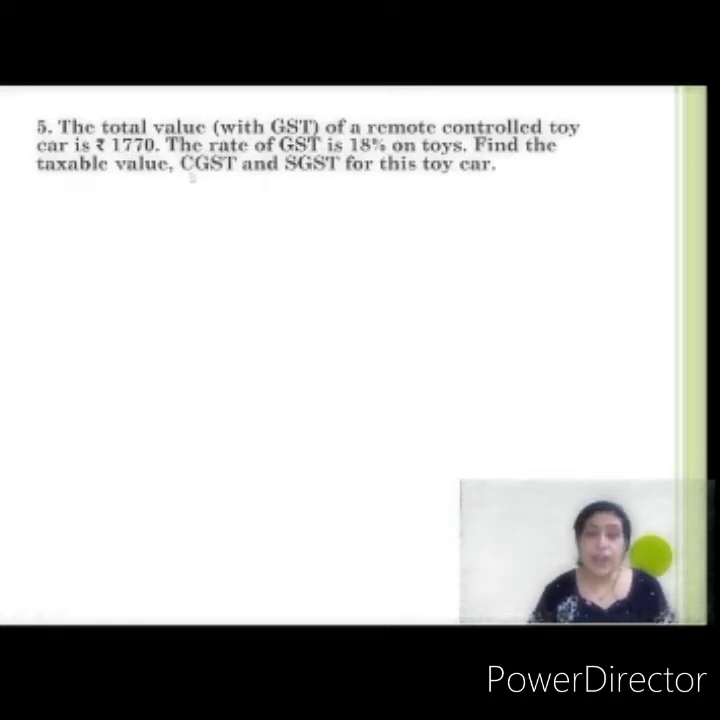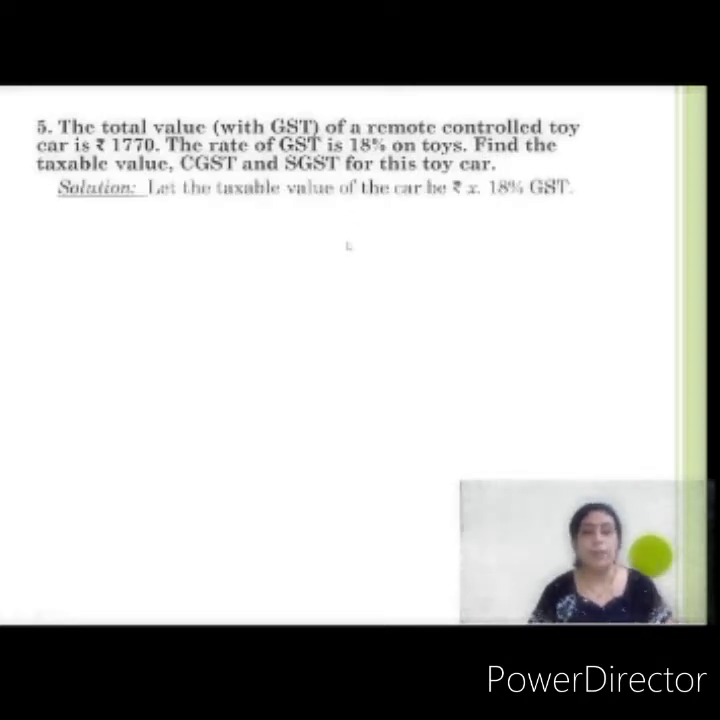Now you need to find what? CGST and SGST. I hope by now you must have understood how to calculate CGST and SGST. When GST is already done, half of that GST amount is CGST and the other half is SGST. So let us pen it down.